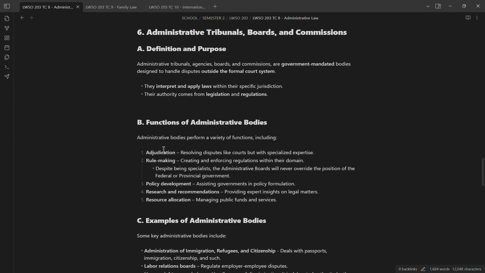They develop policy within their specific jurisdiction, as well as assisting governments in policy formulation. They research and recommend different avenues of approaching legal matters, providing expert insight, and they allocate resources within their jurisdiction, managing public funds and services. Again, the functions of administrative bodies are to adjudicate, make rules, develop policy, research and recommend, and allocate resources, all within their jurisdiction.